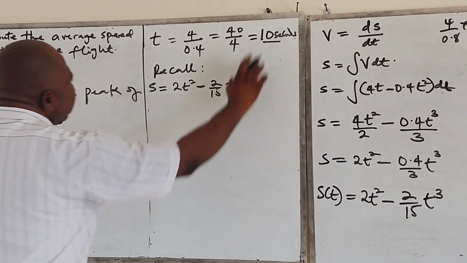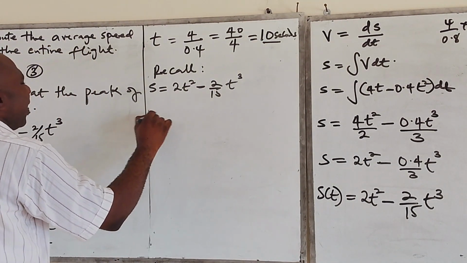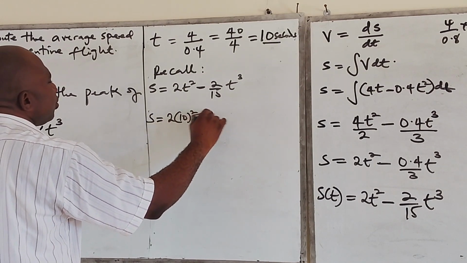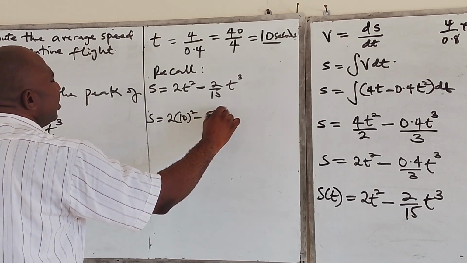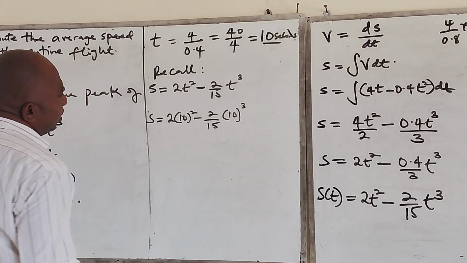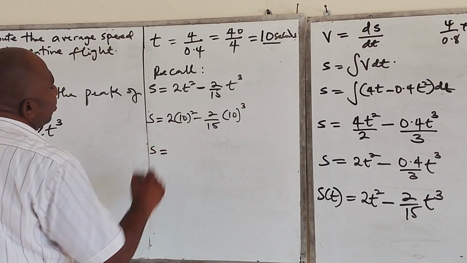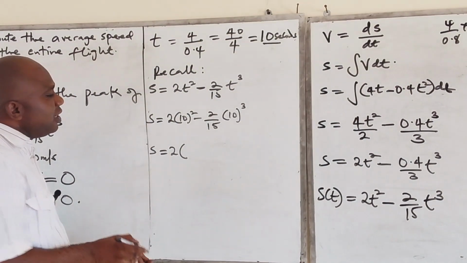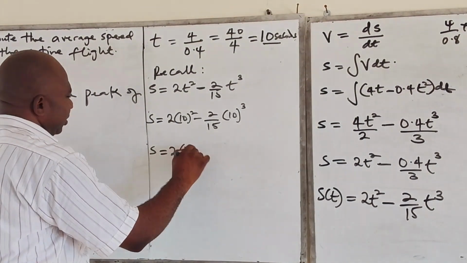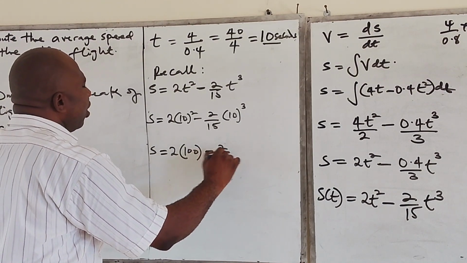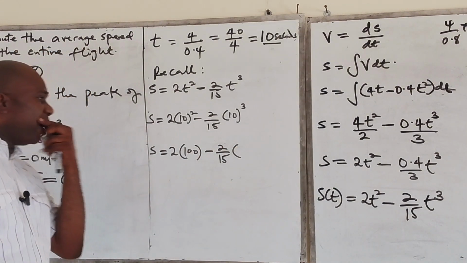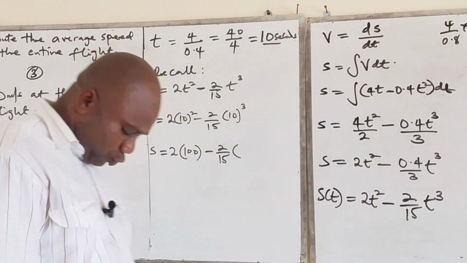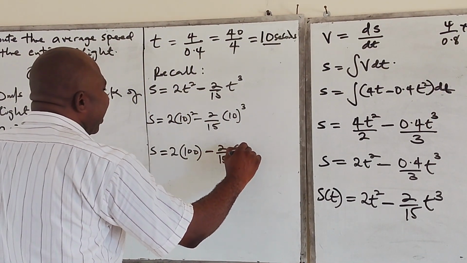So at time t is equal to 10, it means our s will be equal to 2 in bracket 10 squared minus 2 all over 15 times 10 raised to the power of 3. 10 squared is 10 times 10, and that will give us 100. 10 raised to the power of 3 is 10 times 10 times 10, and that will give us 1000.